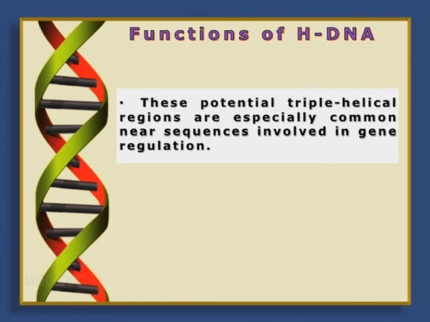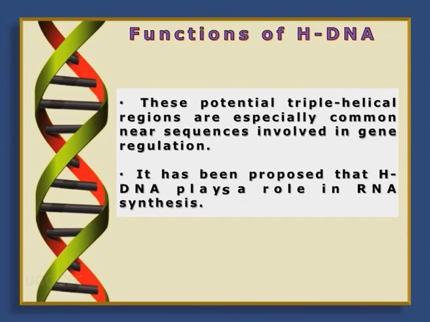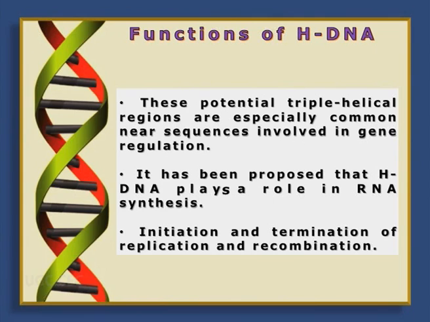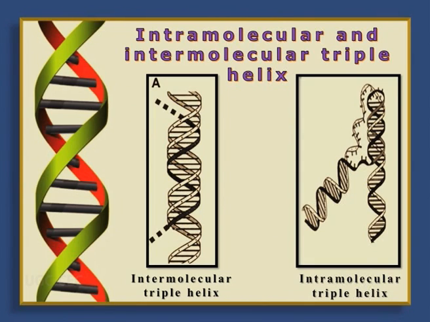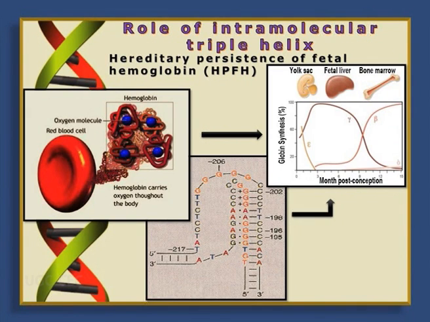Now this triple helix plays a very important role during regulation of gene expression, RNA synthesis, and in initiation and termination of replication and recombination. The triple helix can be formed within the same molecule, known as intramolecular triple helix, or between 2 molecules, that is intermolecular triple helix. The intramolecular triple helix serves a very important regulatory role in gene expression.